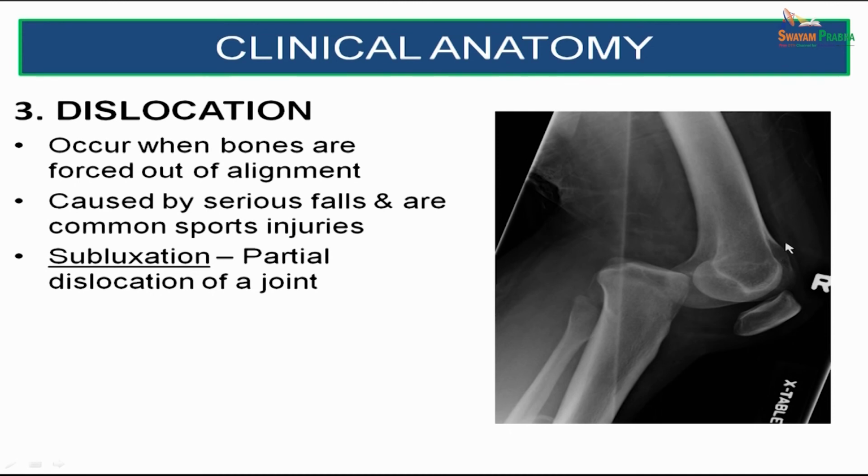Coming back to that same picture which we had seen right in the beginning, what is this condition? This is the condition called dislocation, when the bones are forced out of their normal position. This can happen when a person has a serious fall, and this is often seen in sports injuries. When this displacement is not complete, or it is partial, then we use the word subluxation.